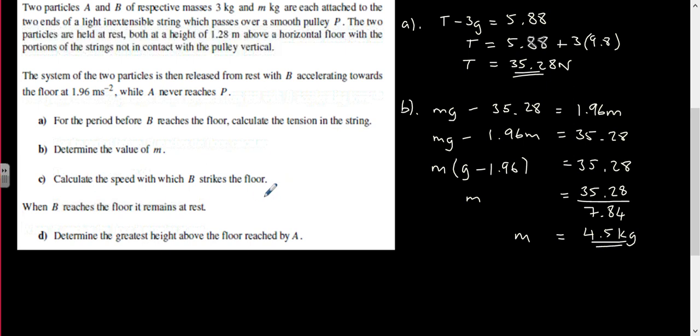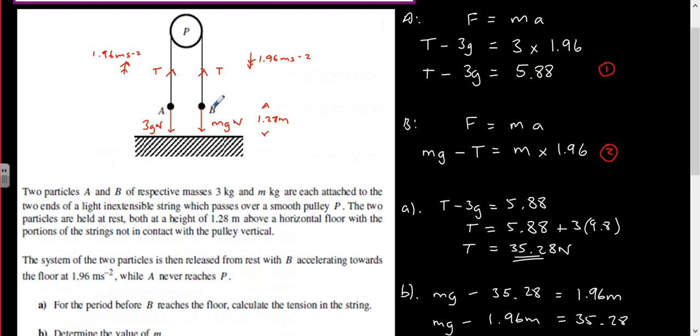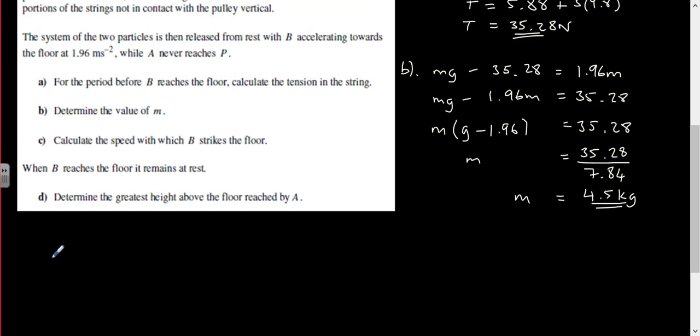Question C says, calculate the speed with which B strikes the floor. So we can see, we're already told that B is heading down towards the floor. So B is going to hit the floor, right? How far is it going to travel? It's going to travel this 1.28 meters. So quite a common theme in these questions is for them to throw in a SUVAT section at the end. Now this is a SUVAT section. How do we know it's SUVAT? Our SUVAT equations work when we have a constant acceleration. And we are given a constant acceleration of 1.96 meters per second squared in the question.